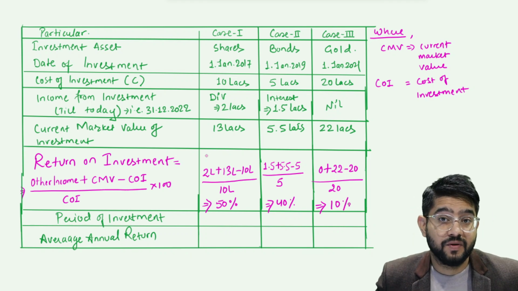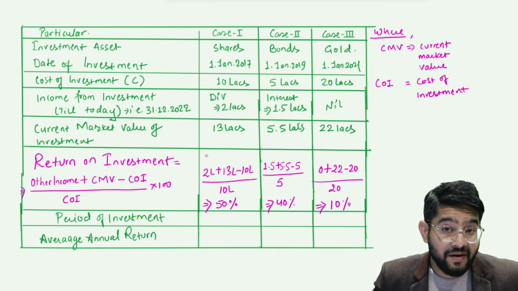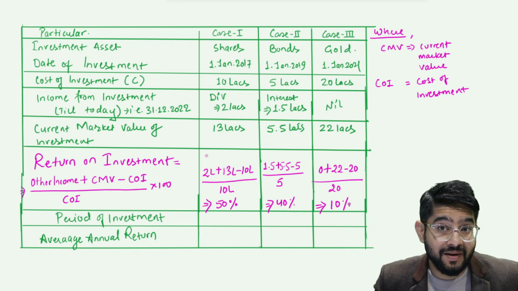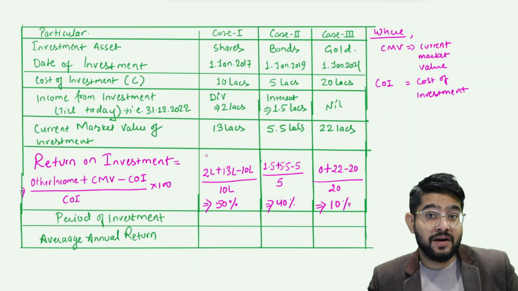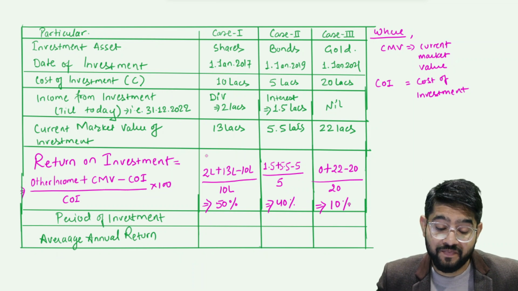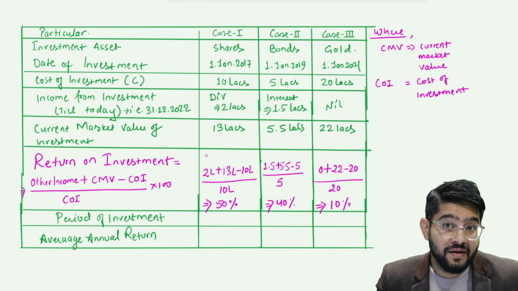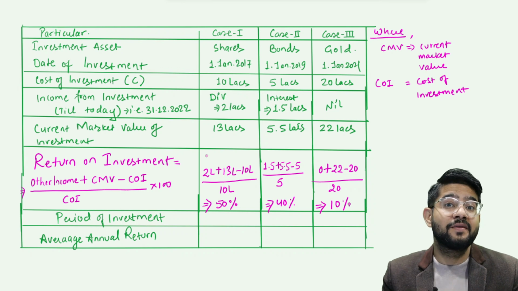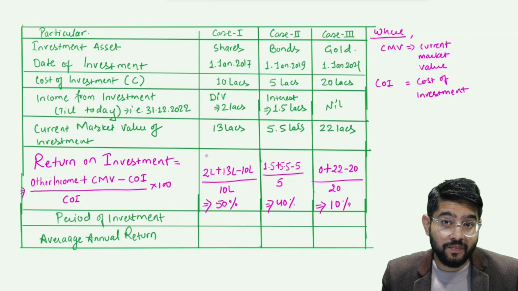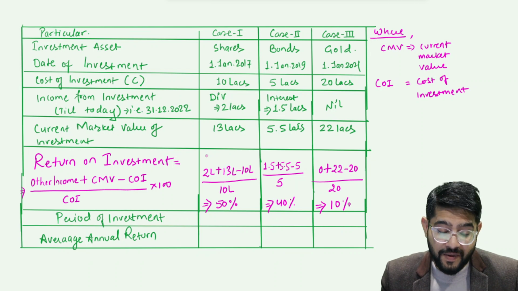My friend, what do you think? Which investment is better? You cannot directly say that shares are better than bonds and bonds are better than gold as their ROI is higher, because there is one limitation in ROI, that is, in calculating ROI we do not consider the period metric.